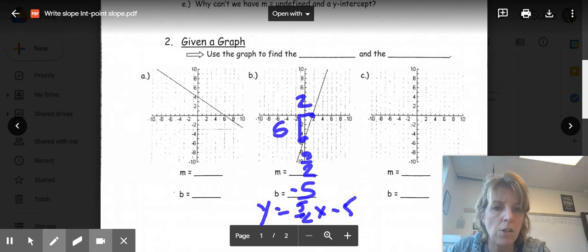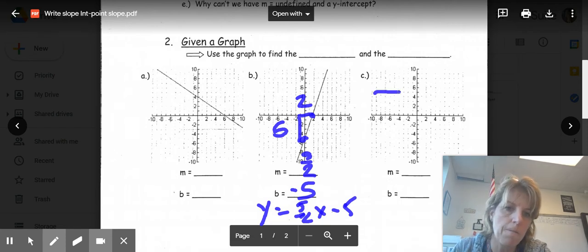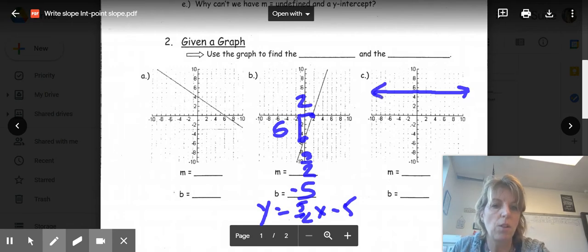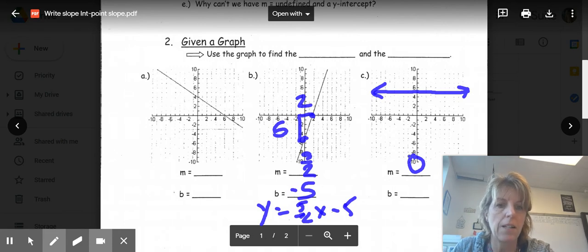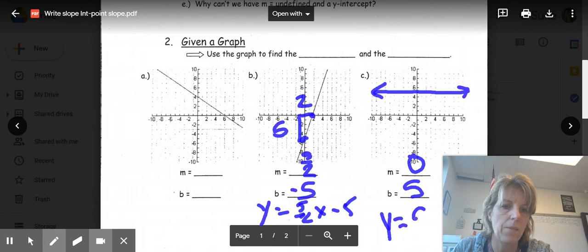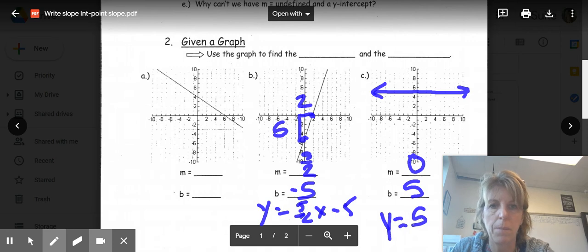For C, let's imagine that it goes this way. Let's imagine it goes that way. So my slope in that case would be 0, and my y-intercept in that case would be 5. So I would say that y equals 5. Where it's going to go there, y equals 5 would be our equation for that one.